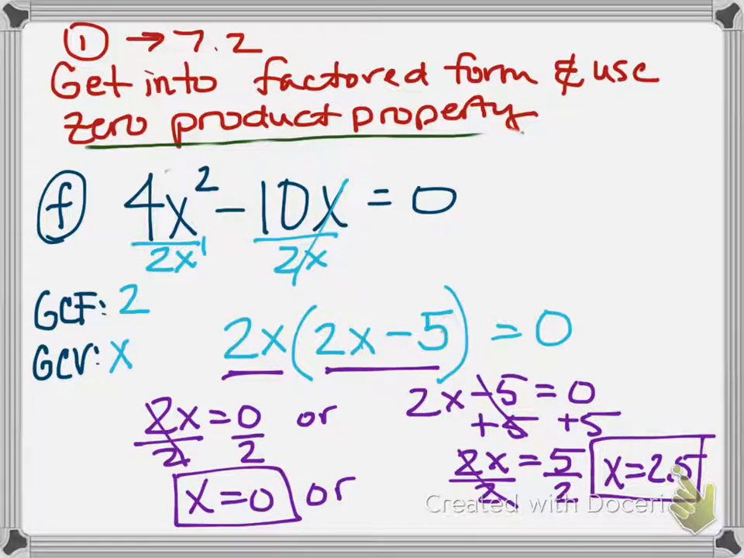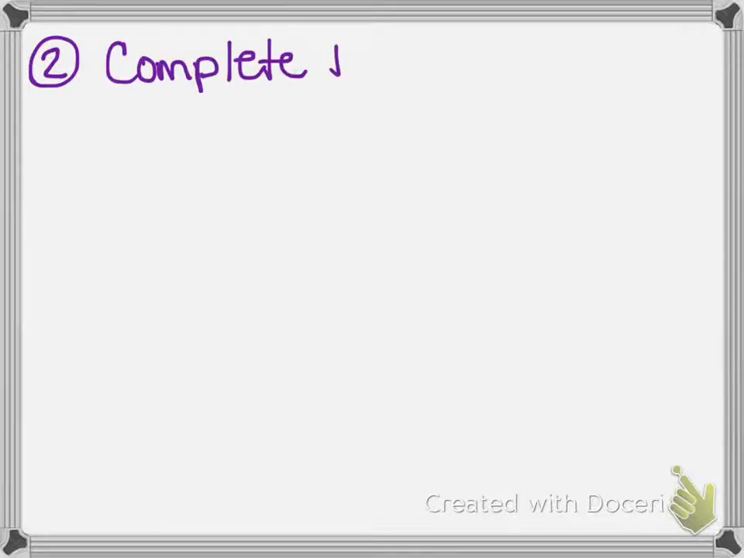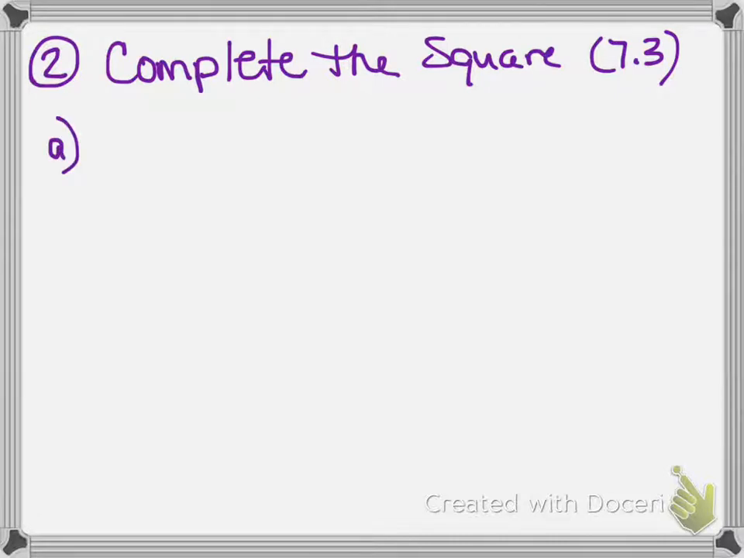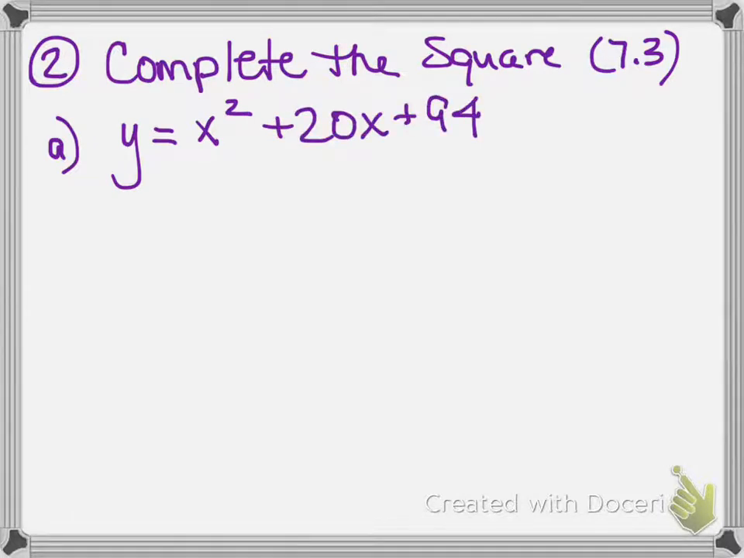Okay. Moving on to number 2. Number 2 is: convert each quadratic function to vertex form by completing the square, then identify the vertex. So this is 7.3, complete the square, the problems that we were just working on. So if you need to go back and look at notes, that's where you'll find them. So A is y equals x squared plus 20x plus 94.